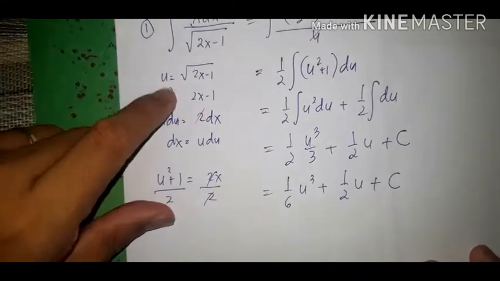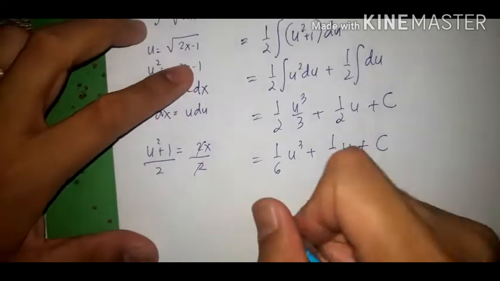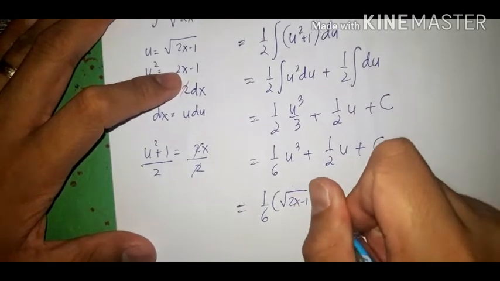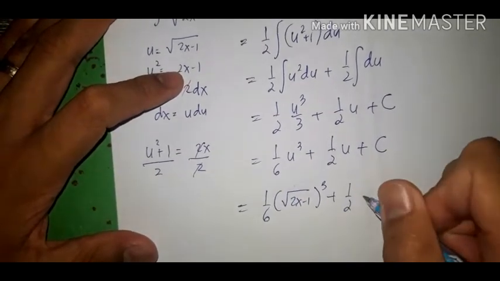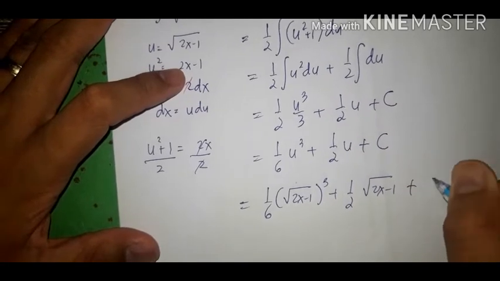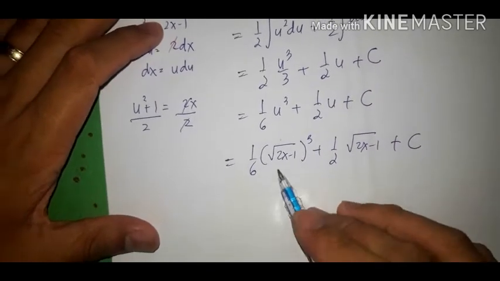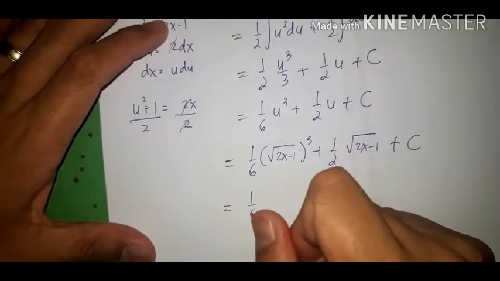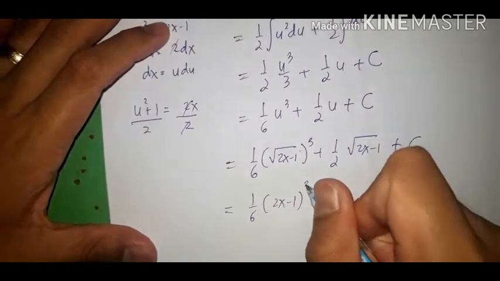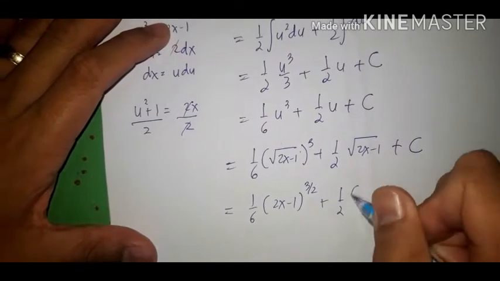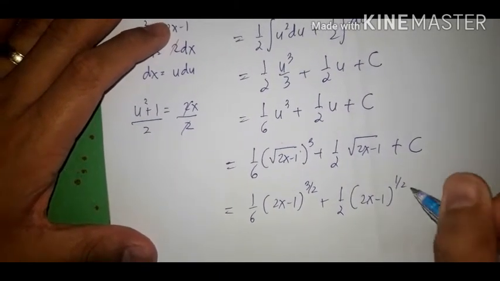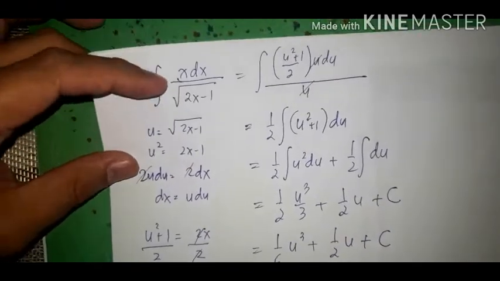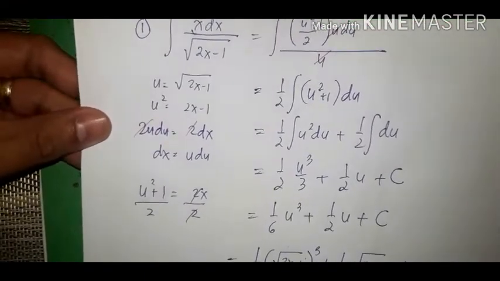But what is u? Your u is square root of 2x minus 1. So, this gives 1 over 6 square root of 2x minus 1 raised to the third power plus 1/2 square root of 2x minus 1 plus c. But this 2x minus 1 square root is 2x minus 1 raised to 1/2 raised to the third power. So, this gives you 1 over 6 2x minus 1 raised to 3/2 plus 1/2 2x minus 1 raised to 1/2 plus c. So, that therefore is our answer in our first example.